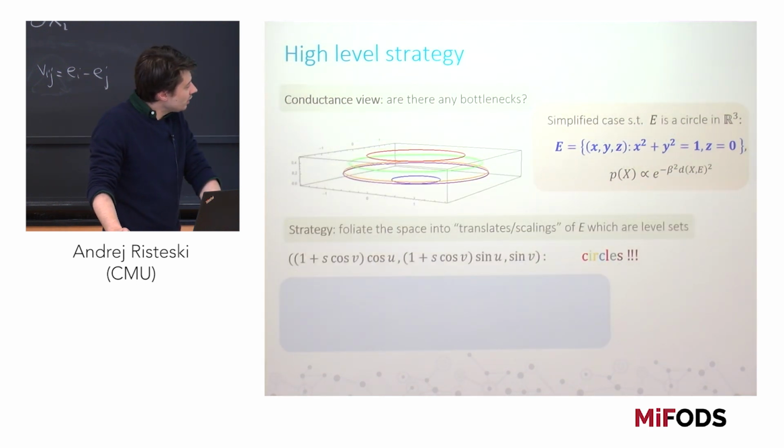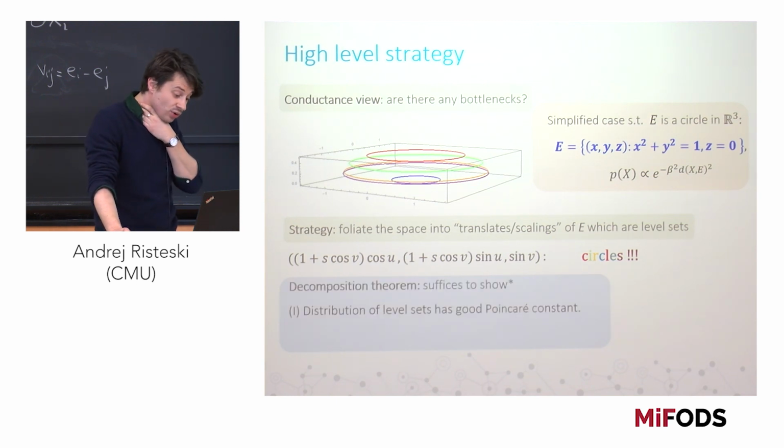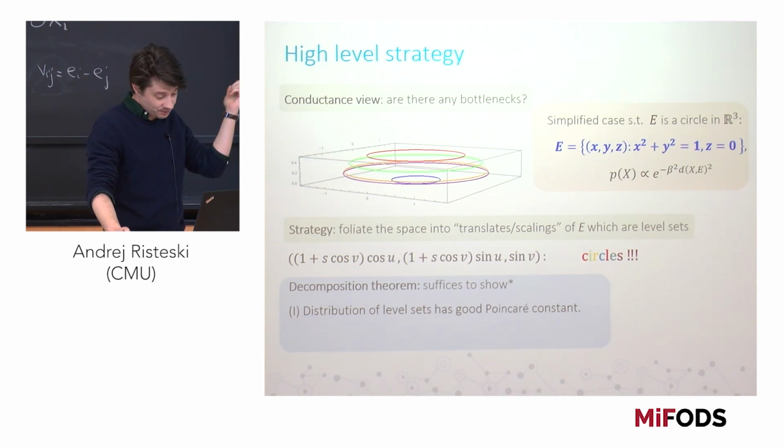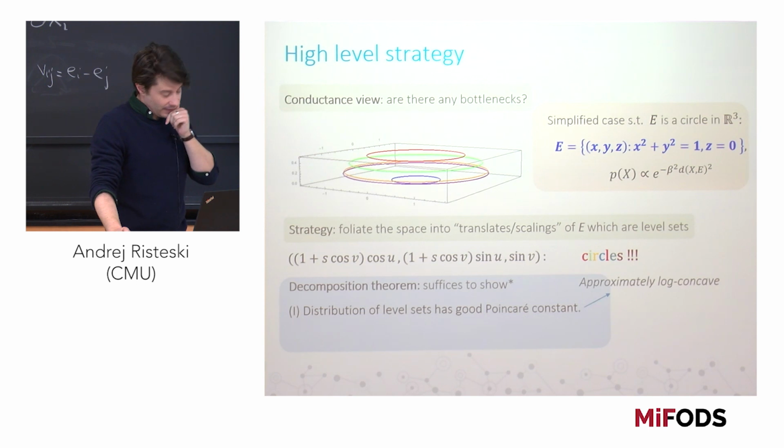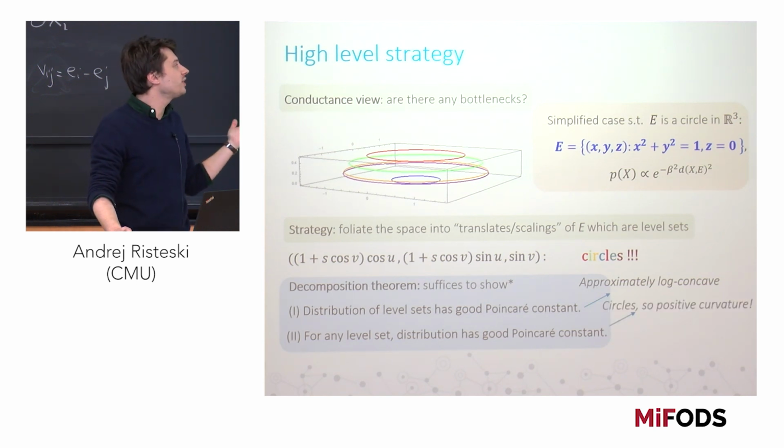Okay, so now what is this decomposition theorem that captures this intuition that there are no bottlenecks for this chain? It says that it suffices to show that if I look at the distribution of the level sets, they have a good Poincare constant. The way I'm going to argue that is by saying that this distribution is approximately log-concave. And also, if I look at any level set, the distribution restricted to that level set has a good Poincare constant. But this I almost get for free, because I set things up so that these are translates of E, and E is a circle, and a circle has positive Ricci curvature, so I almost get that for free.